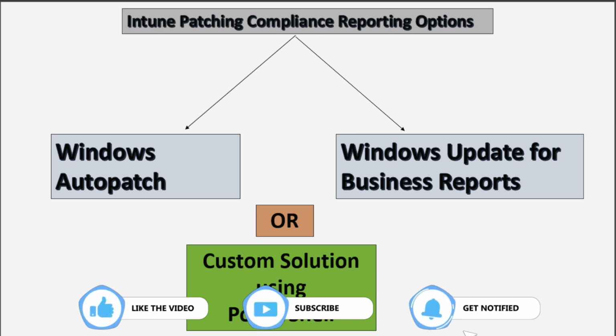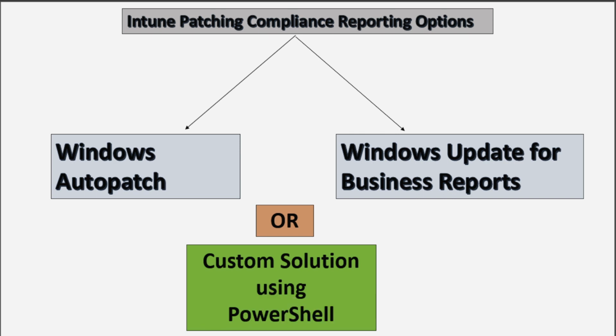If you have not implemented the Windows Update for Business Reporting solution or Windows Autopatch solution yet, a viable alternative is to try this simple and custom solution. It's easy to implement and will reduce the manual effort when creating the Intune Patching Compliance Report. This solution automatically detects the new Patch Tuesday and provides the device compliance status against the most recent Patch Tuesday.